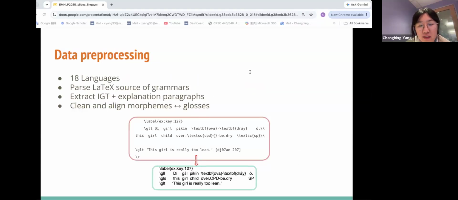In total, we cleaned 18 books and parsed the LaTeX source data, and then extracted the IGT examples and the explanation paragraphs from each book. We also guarantee the alignment between morphemes and glosses. We make sure that each morpheme has a corresponding gloss in the example.